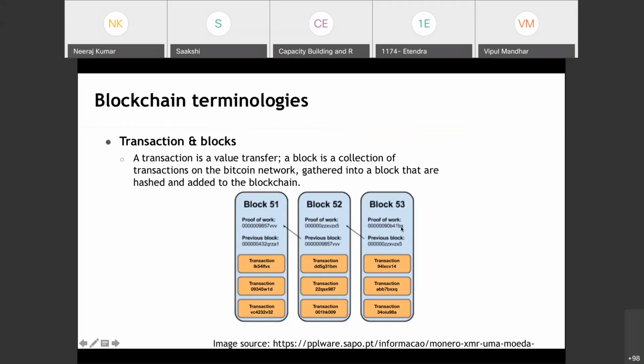As I have already told, a block is nothing but a collection of transactions on the Bitcoin network. These are gathered into blocks that are hashed and added to the blockchain network, and each block has some ID association with it, like block number 51, block number 52, block number 53, and then there must be some hash association. That hash is again a 256-bit number, and it also has a previous hash and some nonce, as I have already illustrated with an example.